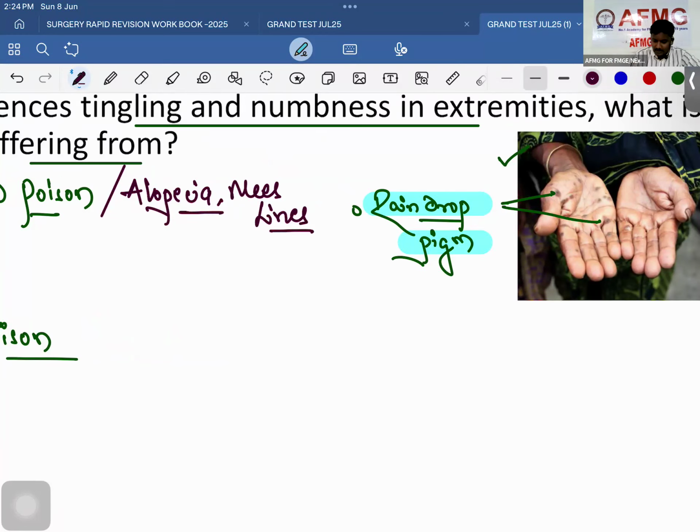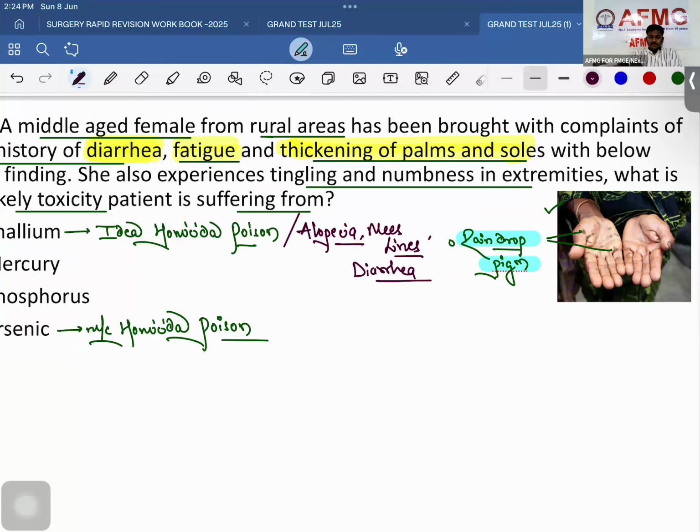And apart from that, the third one, the patient is going to have diarrhea. So only if these three features were there beta, I would have said it is a case of thallium poisoning. But as definitely the other features are there beta, usually the patient is having features of anemia, hyperkeratosis, neuropathy, so it has to be a case of arsenic poisoning. Answer has to be option D.